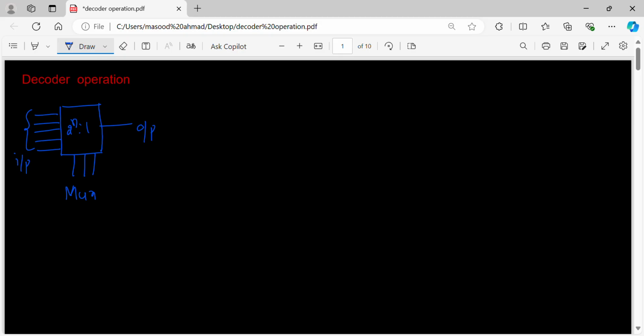Now there is a slight variation here, from which we get the demux. How exactly does demux look like? Demux has n number of selection lines, right? Only one data input, and 2 power n outputs. So this is exactly 1 is to 2 power n. Now this is demux.